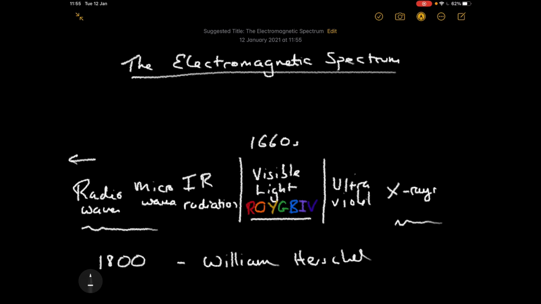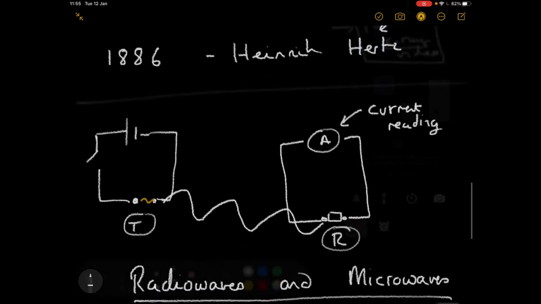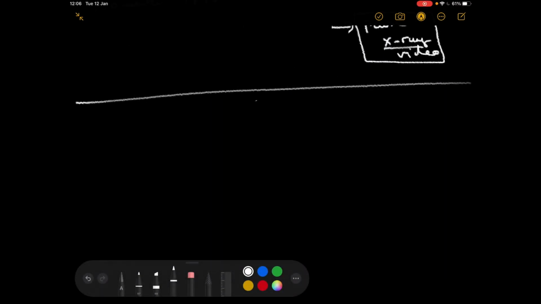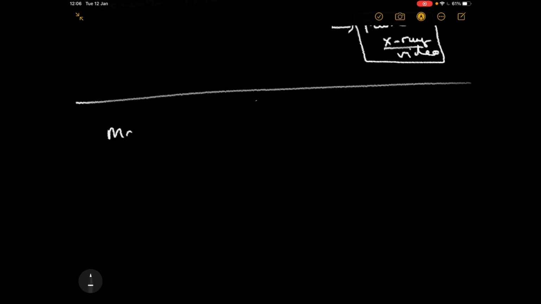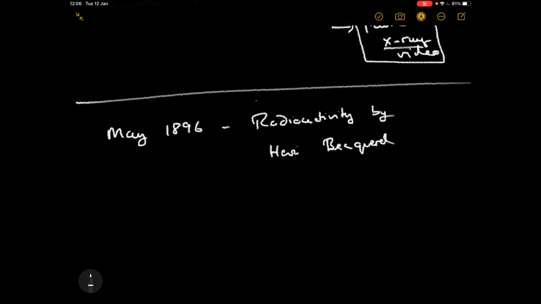And the electromagnetic spectrum would be completed and filled out in May of 1896 with the discovery of radioactivity by Henri Becquerel, although it would take a few more years for it to be definitively shown that part of it was related to the electromagnetic spectrum.